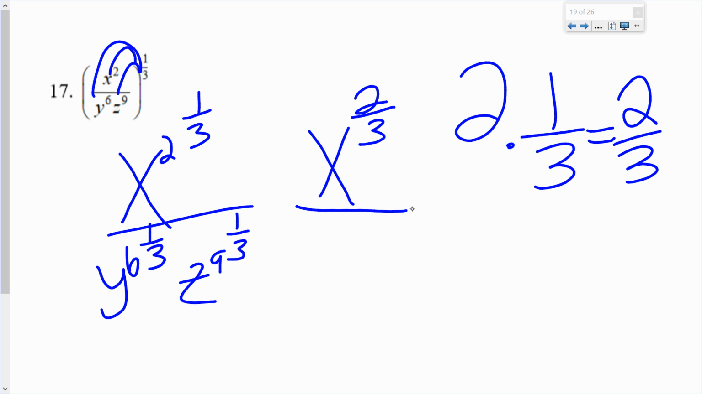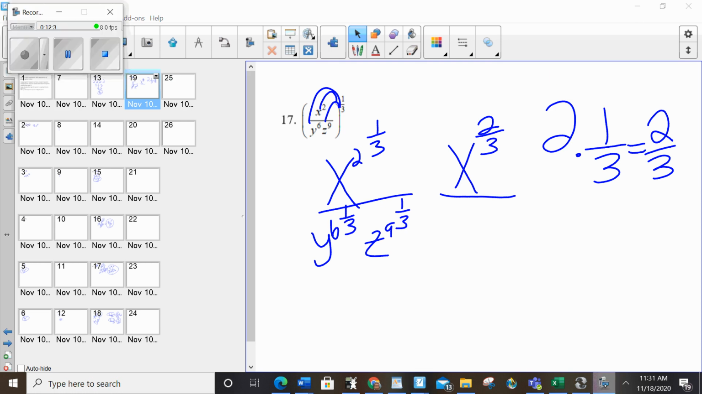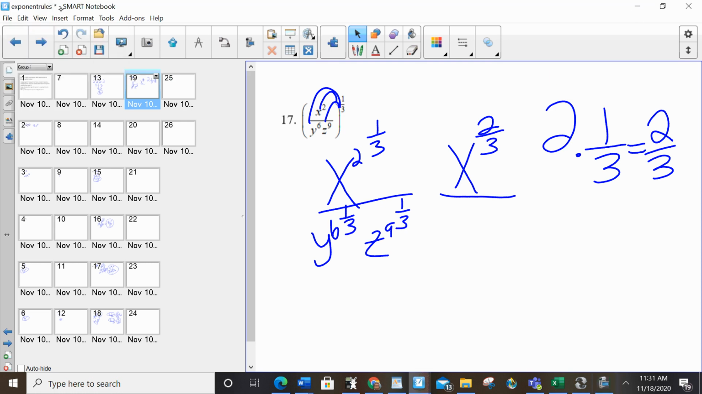I want you to try the 2 on the bottom. This is my table, yeah. Sorry about that, it's hard to find a quiet corner.